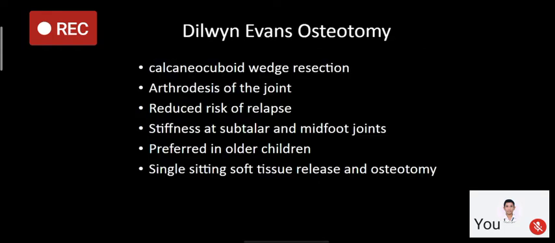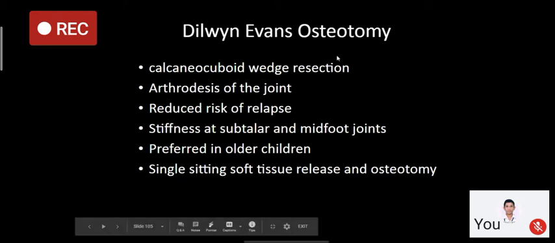The bony procedures are not to be done before 5 years because that can cause shortening of foot. And the next procedure is Dwyer-Vaughan osteotomy.